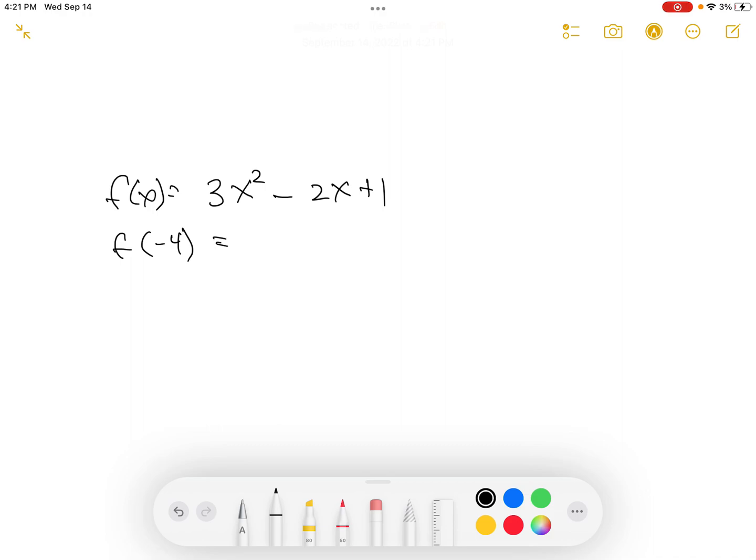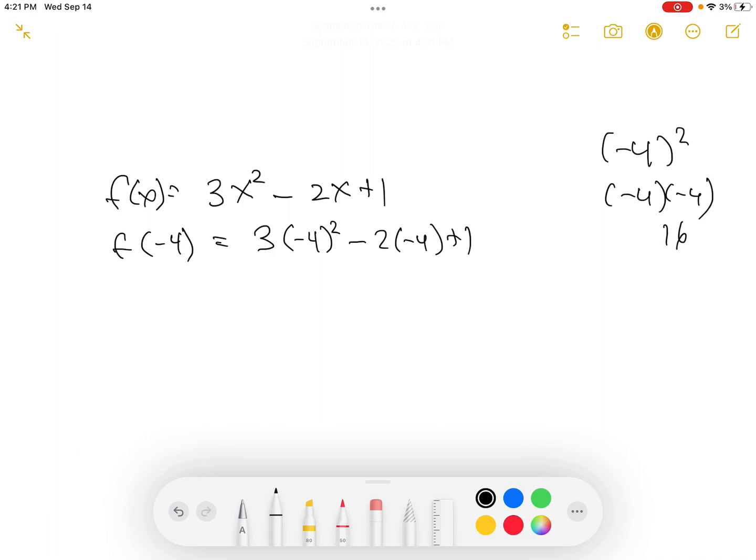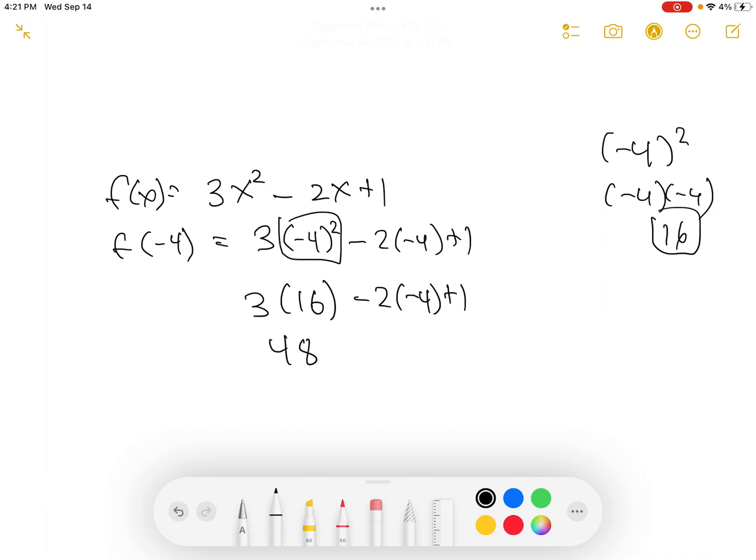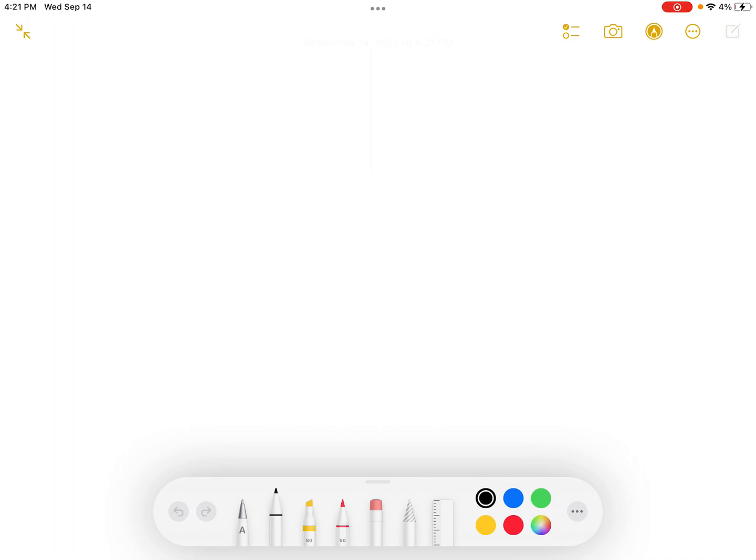Okay, you're back. We got 3, plugging in a -4. So -4 squared is going to be -4 times -4. That's going to be a 16. So replacing this with a 16, I have 3 times 16, -2 times -4, plus 1. 16 times 3 is 48. Here I have a -2 times a -4, which is going to give me a +8 plus 1, and then you can solve it out from there. Cool. All right, other kind of question, I think we got 2 or 3 more.